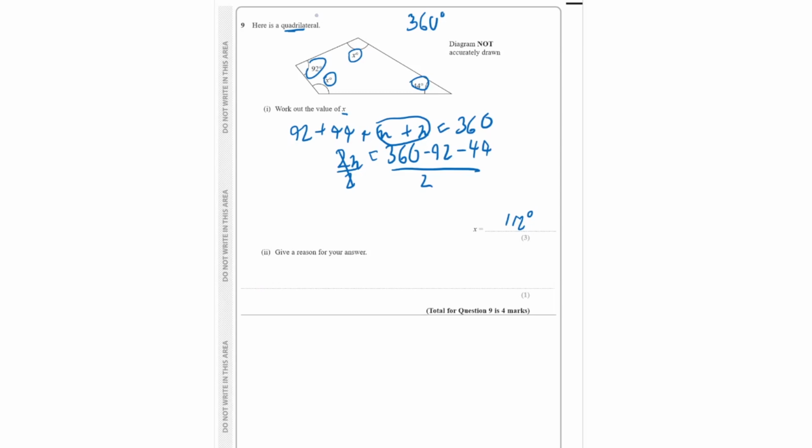The only reason we were able to find x is because the sum of all the angles in a quadrilateral equals 360 degrees. And that's our final answer.